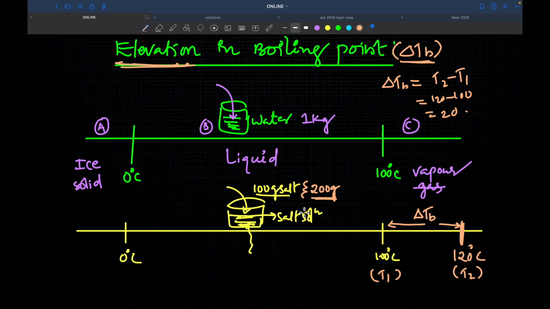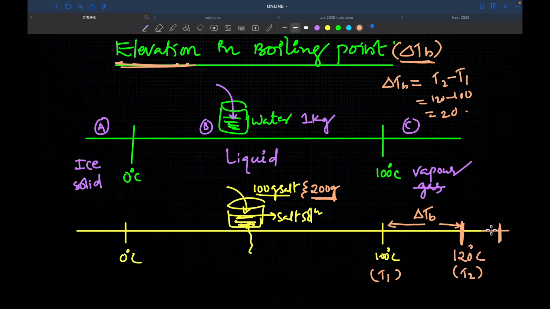So the solution containing 200 grams of salt, the boiling point would be 120, or less than 100, more than 120, between 100 or 120? చెప్పండి. More than 120. So it will be increasing further, right? So if you add more, this line further extends, isn't it?